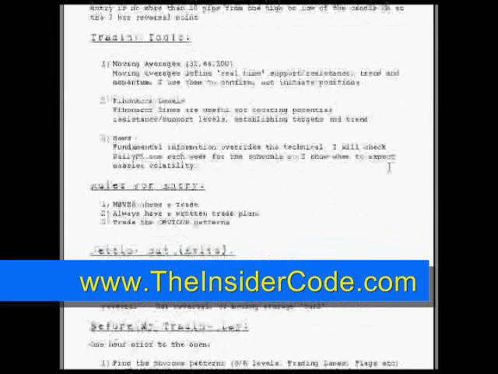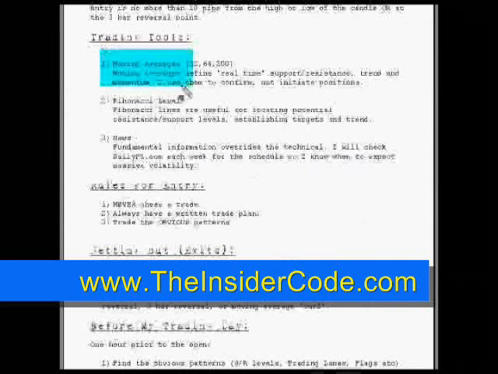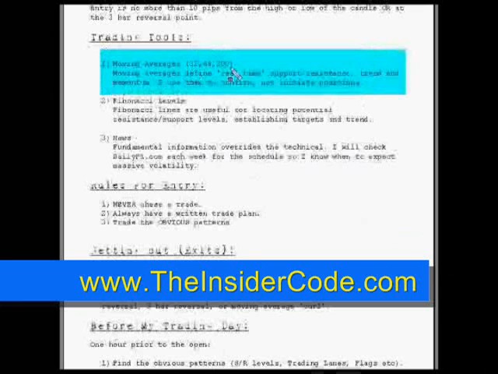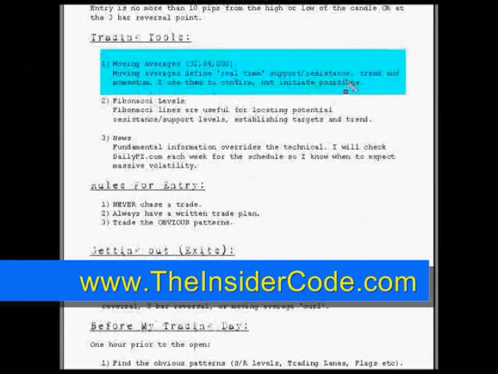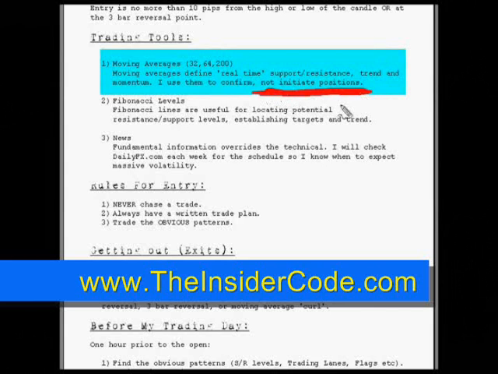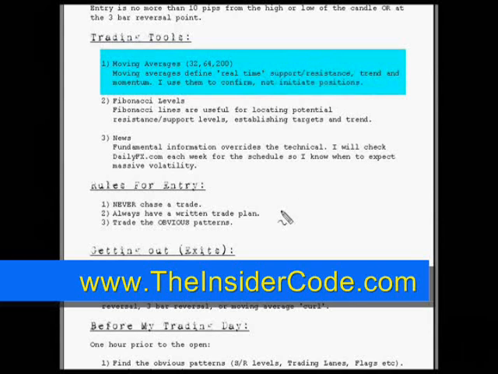Here we cover our trading tools. Remember, we have moving averages, the 32, 64, and 200, and what they're for. The moving averages define real-time support and resistance, trend, and momentum. I use them to confirm, not initiate positions. Remember, we're not looking for the moving averages to get in. We're using a break of support and resistance and momentum to do that.